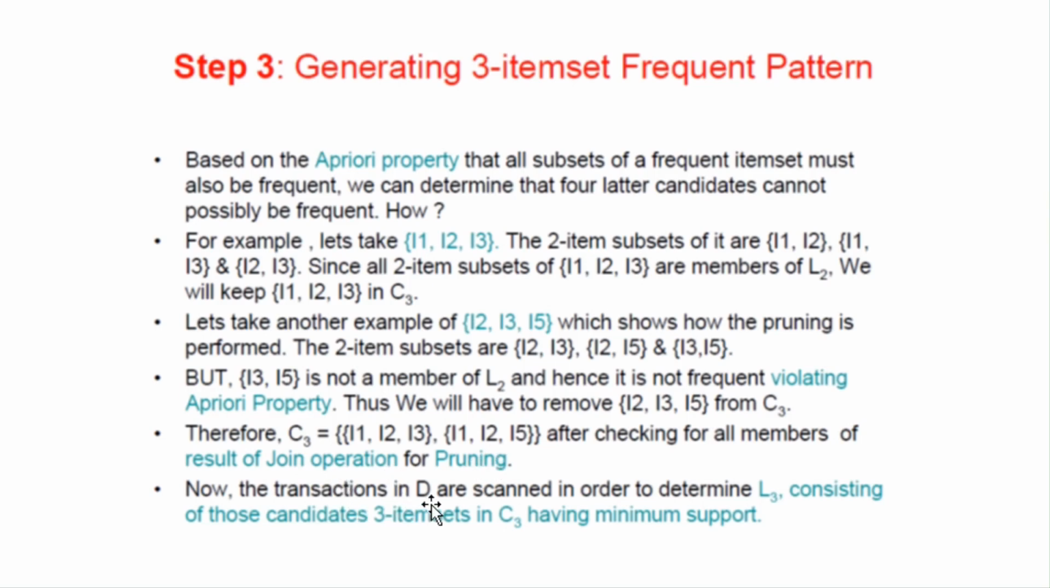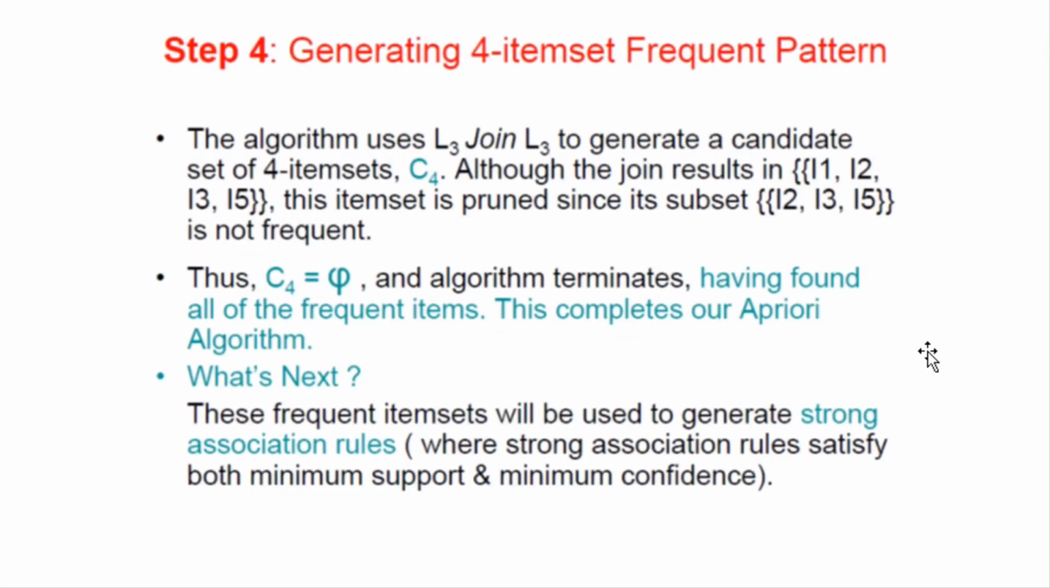Now the transactions in D are scanned in order to determine L3, consisting of those candidate 3-item sets in C3 having the minimum support. Again we will go to the next step, that is, generating the 4-item set frequent patterns. For that, the algorithm uses a self-join of L3 to generate a candidate set of 4-item sets, C4.